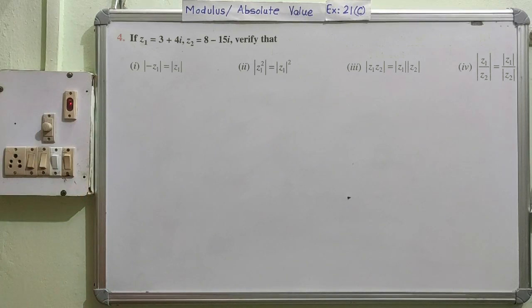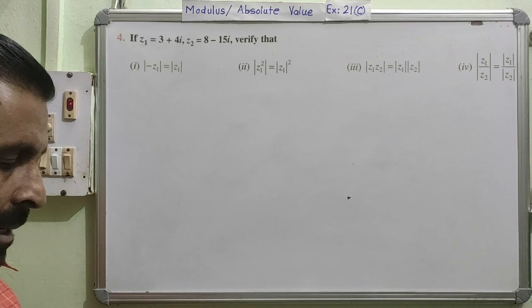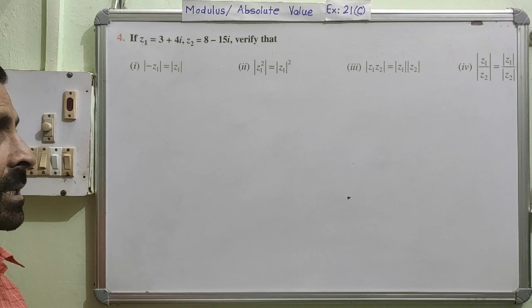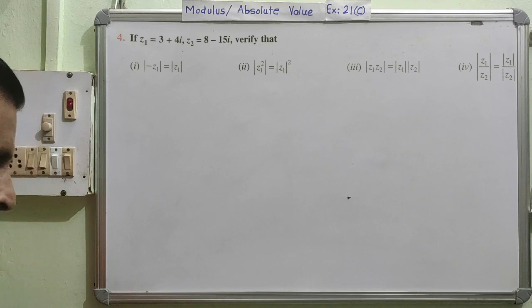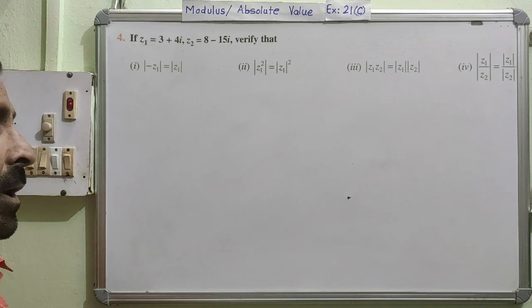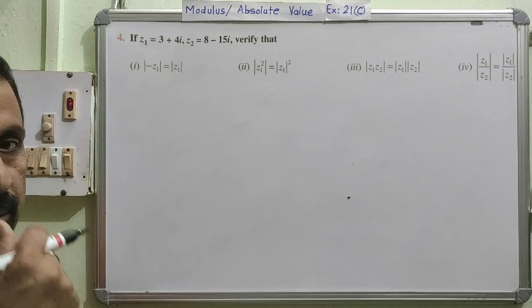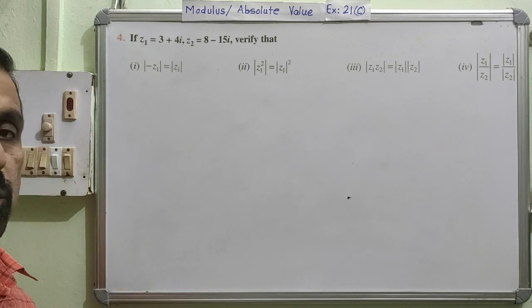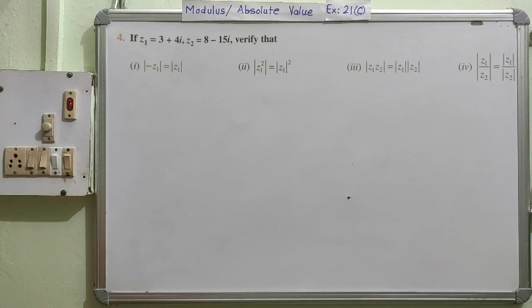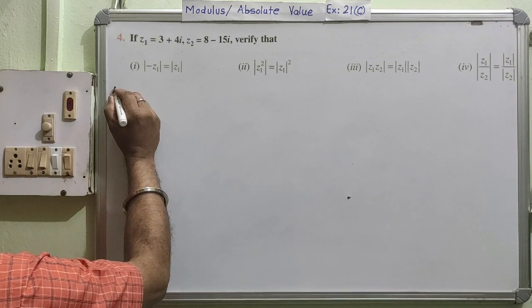Next question we are taking is question number 4. In question number 4, as you can see on the board, there are so many subparts, but we are going to take a few examples. I am going to demonstrate to you with a few examples. Here we have two complex numbers, Z1 and Z2. The value of Z1 is 3 plus 4i and another complex number Z2 is equal to 8 minus 15i. So with the help of these two complex numbers, there are some statements given. We need to prove that the given statements are true. Clear? So let us begin this question.